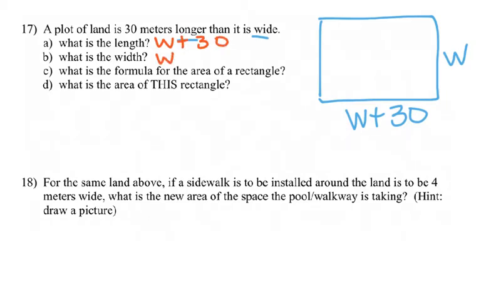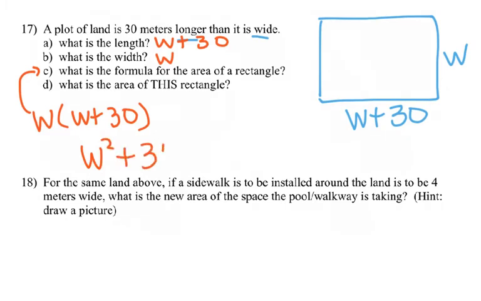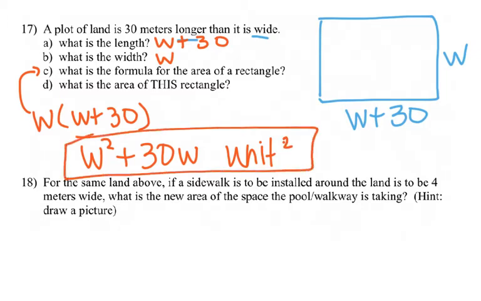What is the formula for the area of the rectangle? Well, the area is length times width. So that would be the answer to C. And what is the area of this land? So multiply it out. It's going to be W squared plus 30W, and that's going to be in units squared, because that's how we write area. And that's the area. You can't do anything more than that, because we don't have any more information.